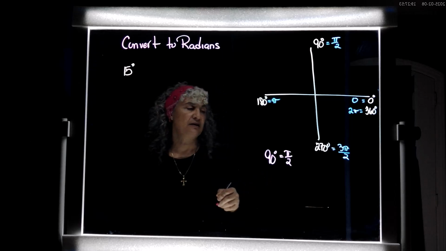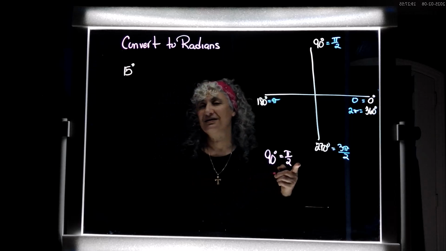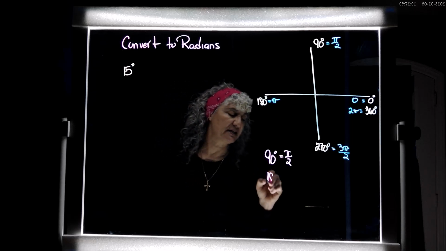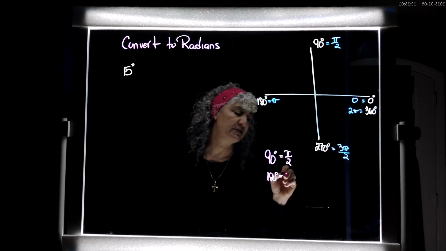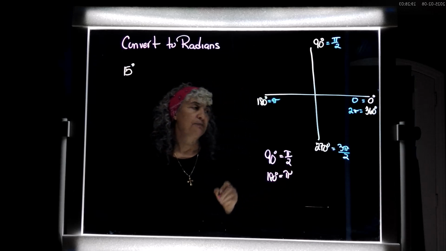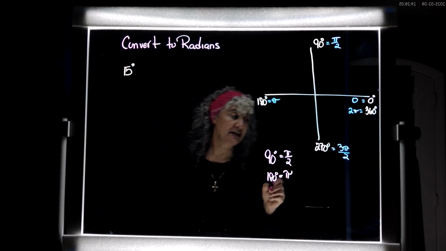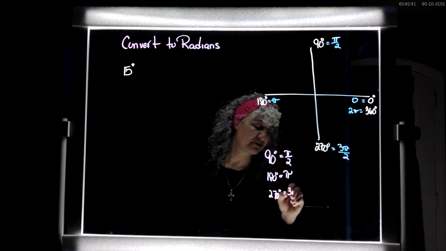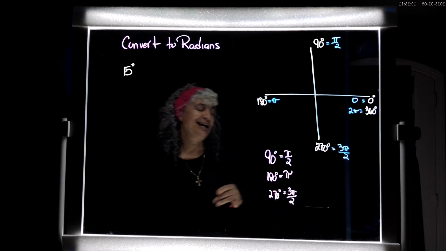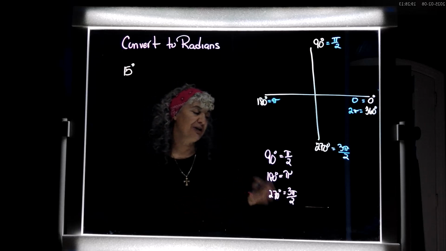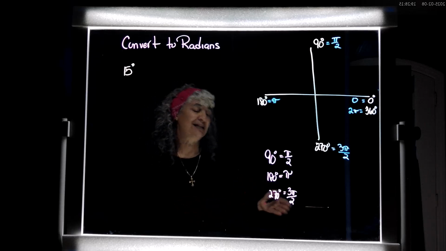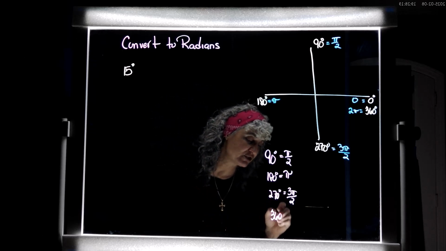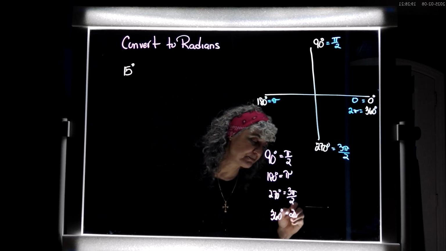Well, that's nice, but that means I have to deal with a fraction here. I'm also noticing that 180 degrees is equivalent to pi. That's not bad. I like that one. 270 degrees is equivalent to 3 pi over 2. Not liking that so much because I got to deal with another fraction. And I'm noticing that 360 degrees is equivalent to 2 pi.